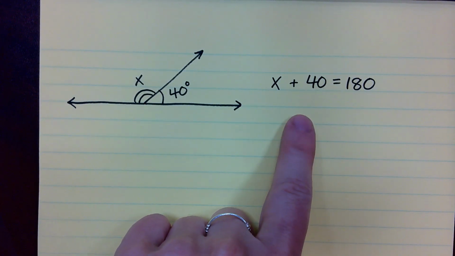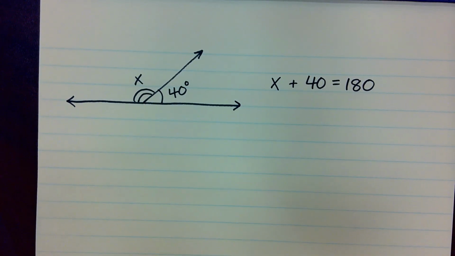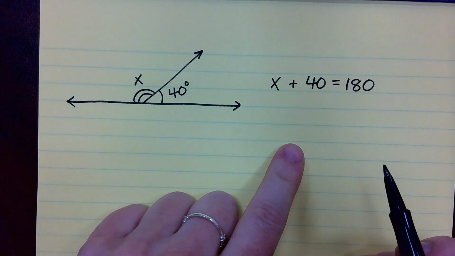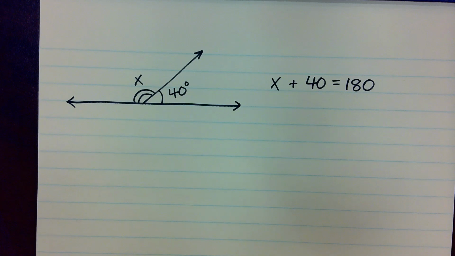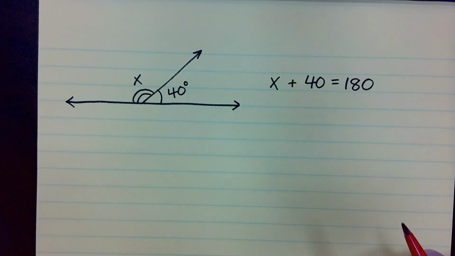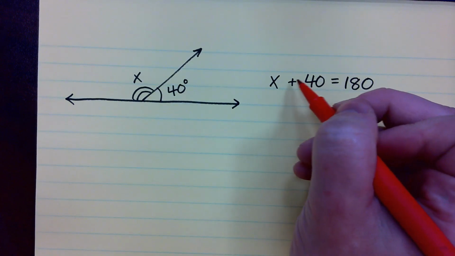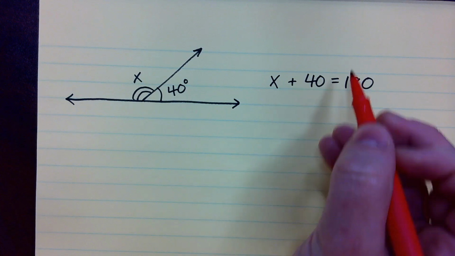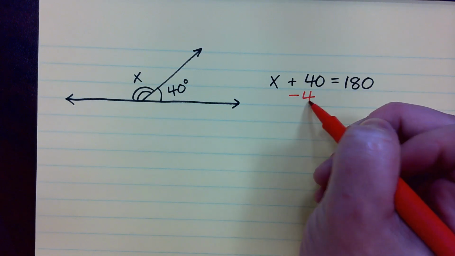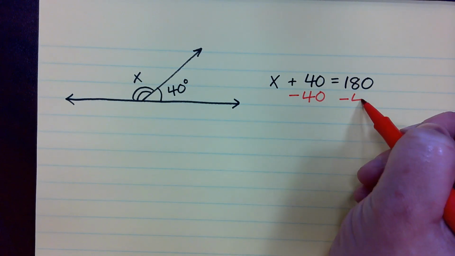How would we solve for X here? You guys messed with equations before? Move the 40 over to the other side because X needs to be on the side by itself. Exactly. We want to get X by itself to find that answer. So we do the opposite. It says plus 40 here, so we'll do minus 40 to both sides.